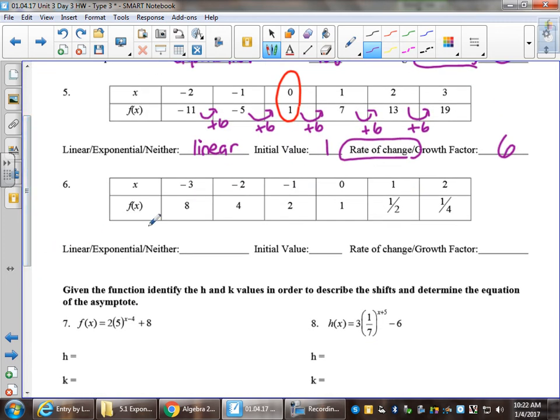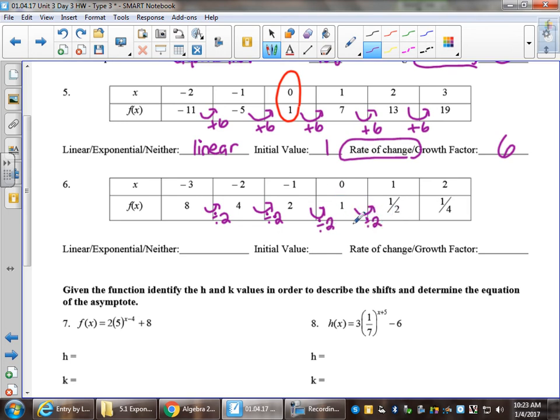Number 6, as soon as I see whole numbers that end up as fractions, I am thinking division. 8 divided by 4 is 2. 8 divided by 2 is 4. 4 divided by 2 is 2. 2 divided by 2 is 1.